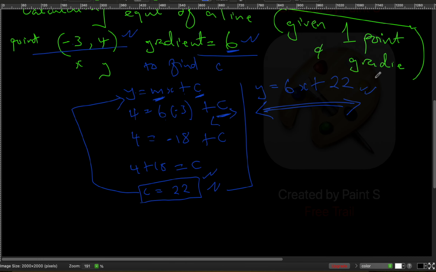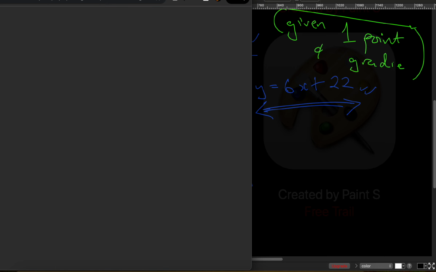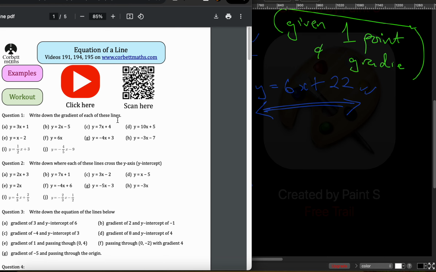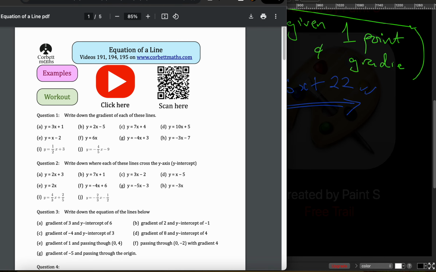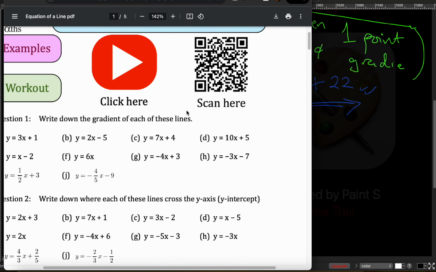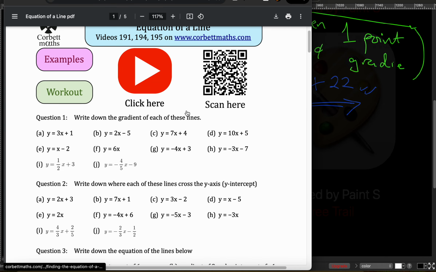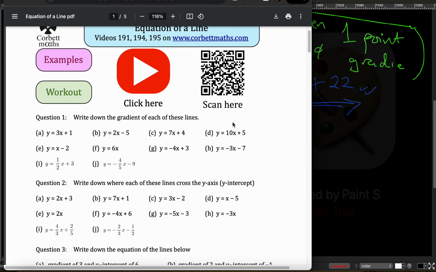In the event that you are asked to solve something like this, this is one of the sheets that I would want you to work out. Here they are asking us to find the gradient of these lines. The gradient of this one is 3, because that's the value of m. The gradient of this one is 2. The y-intercept here is y = 1.